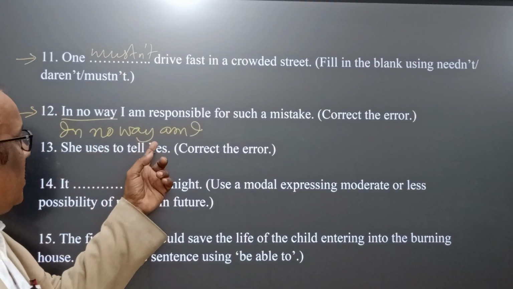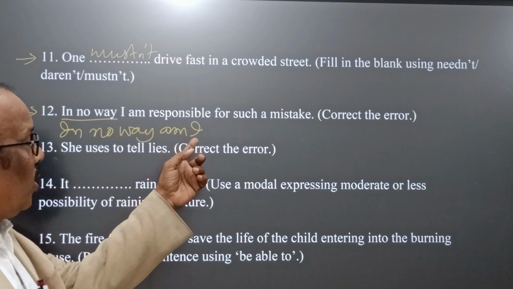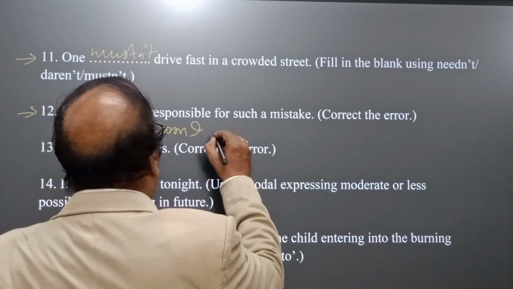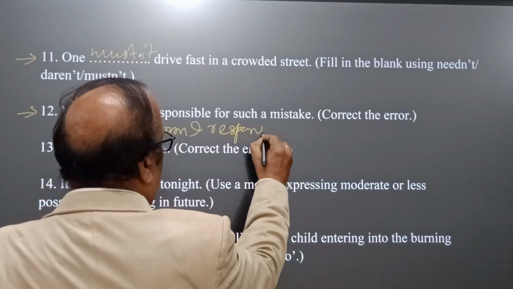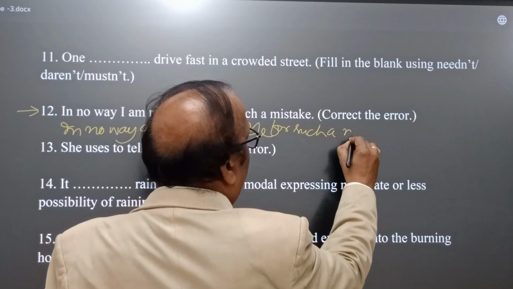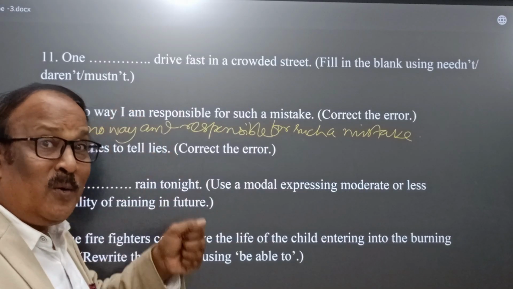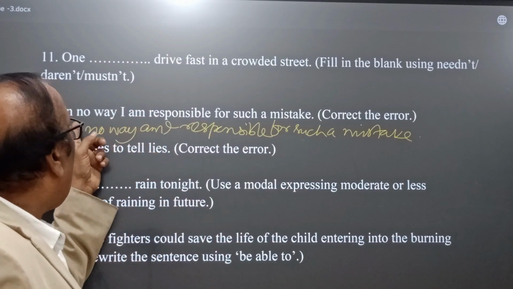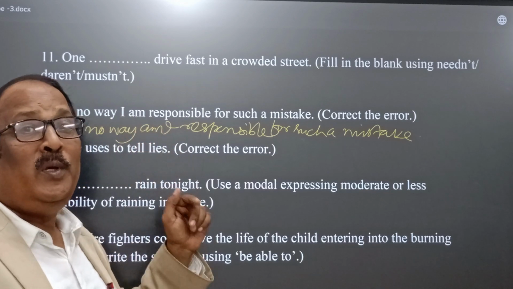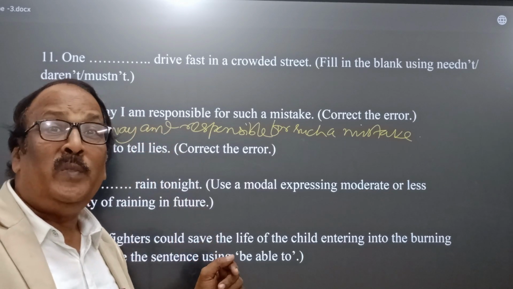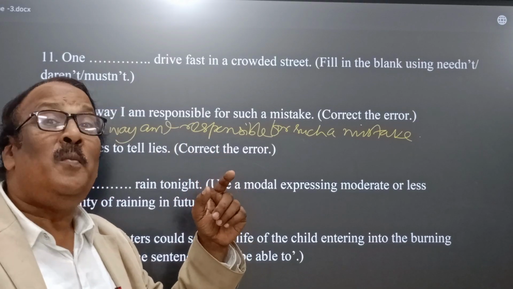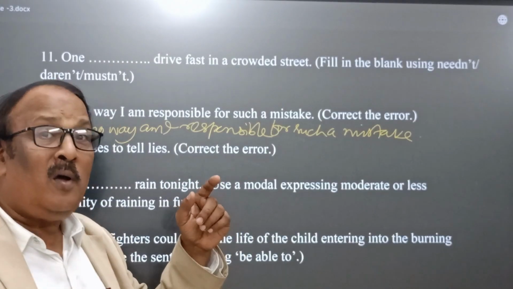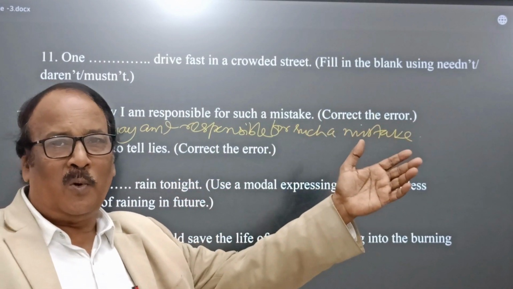Negative adverb phrase plus auxiliary verb plus subject plus other words. In no way am I responsible for such a mistake. Here, in order to put emphasis, we have used in no way at the beginning. This is the idea, and in such a case we have to follow inversion. Negative adverb plus auxiliary verb plus subject plus other words.